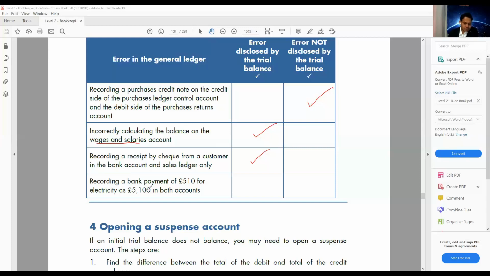Recording a bank payment of 510 for electricity as 5,100 in both accounts. So rather than writing 510, you're writing 5,100 for both accounts. Do you think it will be disclosed or not disclosed? The system doesn't know how much your electricity bill is, isn't it? If you tell it 5,100, it will understand 5,100 is the electricity bill for both sides. So that should be fine. The trial balance will still match, so it will not affect your trial balance. So the error will not be disclosed. This type of question is always in the exam, so make sure you understand this.